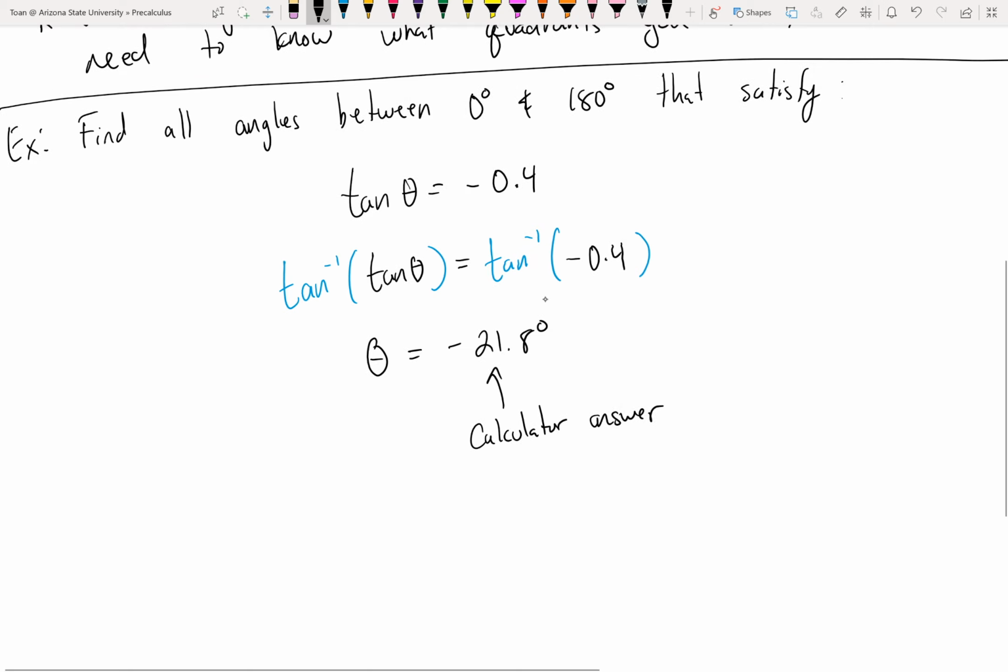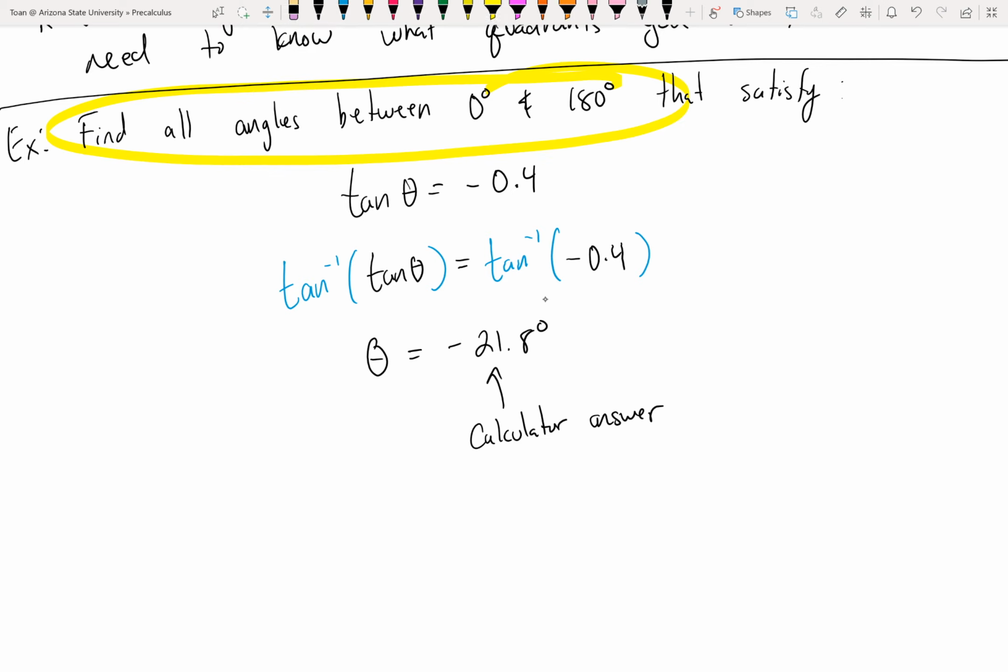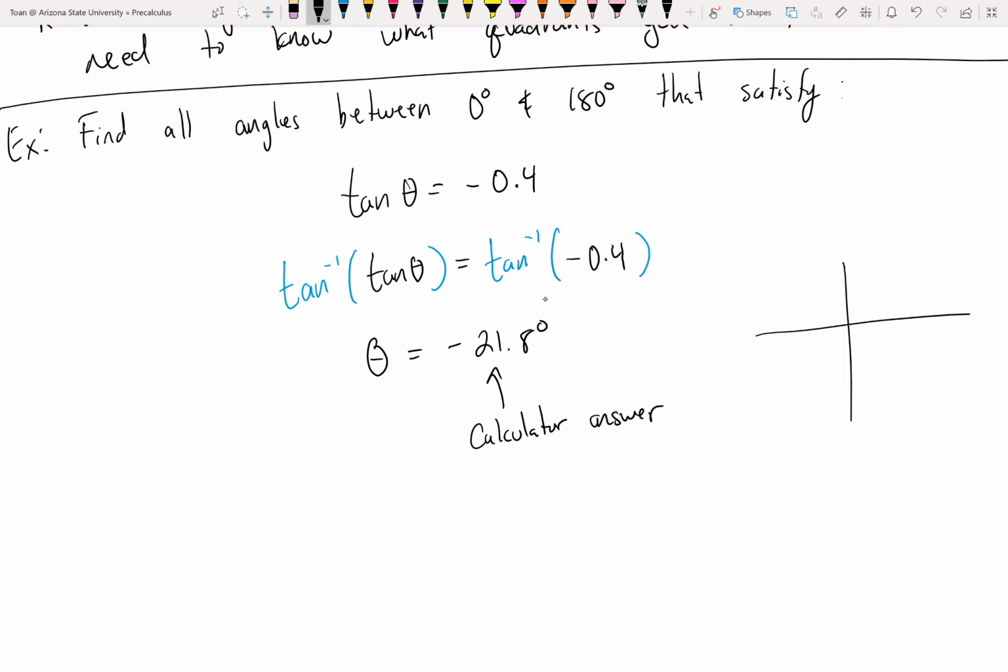But it is not our final answer because it does not satisfy the requirements. What's going on here? Why did this happen? Well, if we recall, the inverse tangent function can only give answers in the first and the fourth quadrant. It's just bounded by those rules because we humans created the calculators and they're bounded by this arbitrary restriction. So conceptually, this negative 21.8 degrees is the answer that our calculator gave us.